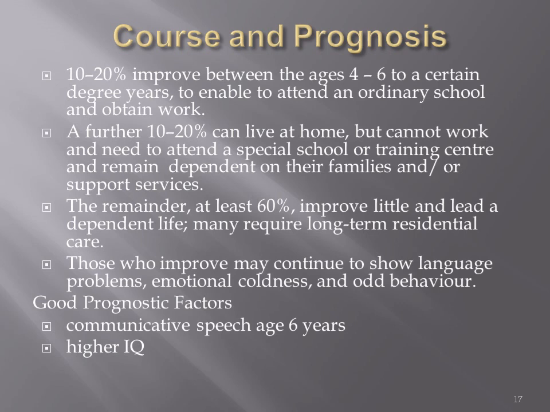Those who improve may continue to show language problems, emotional coldness, and odd behavior. The good prognostic factors for improvement in autism or autistic spectrum disorders are a higher IQ and good communicative speech by the age of 6.